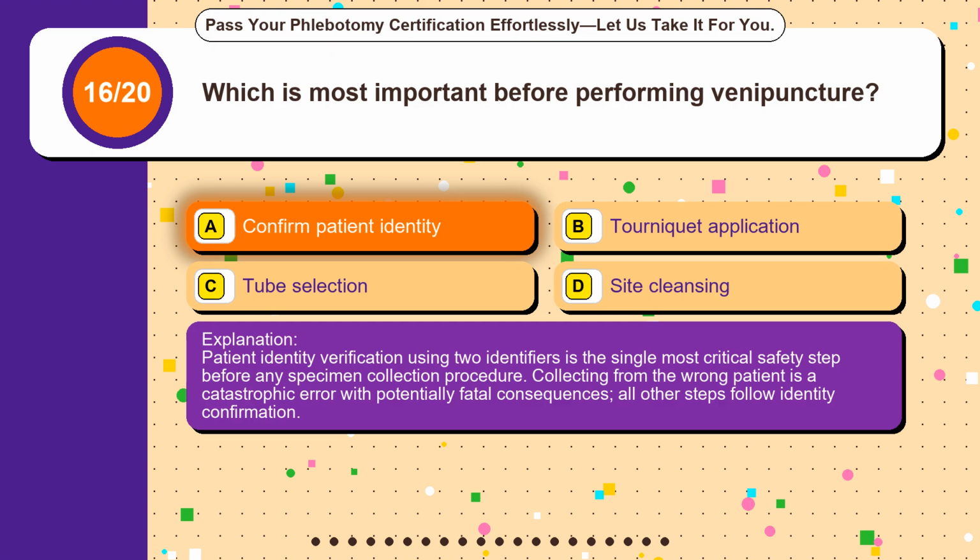Patient identity verification using two identifiers is the single most critical safety step before any specimen collection procedure. Collecting from the wrong patient is a catastrophic error with potentially fatal consequences. All other steps follow identity confirmation.